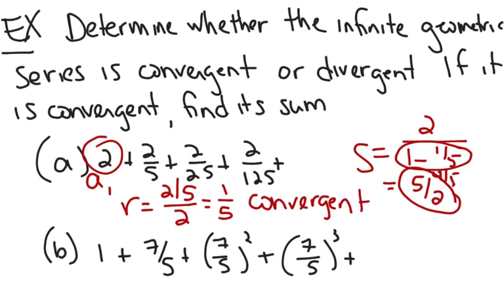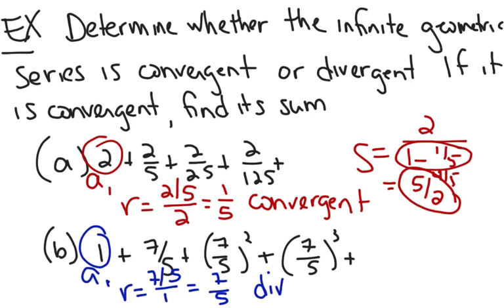Okay, for the second one, 1 plus 7/5 plus 7/5 squared plus 7/5 cubed. Here's the first term. And the common ratio is the second term divided by the first term. Well, 7/5 divided by 1 is 7/5. But 7/5 is bigger than 1. If it's bigger than 1, then the series is divergent and therefore has no infinite sum.